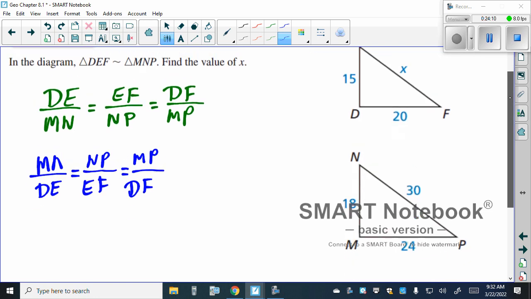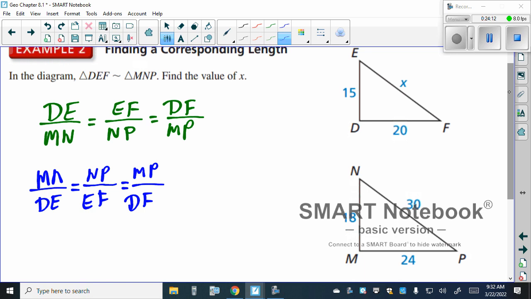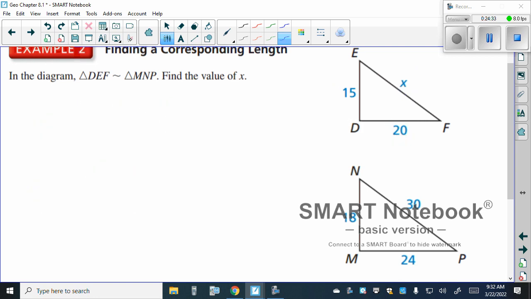And really, these here are just taking the place. DE is just taking the place of what? 15. DE is just saying that it's the length of 15 for this here, yes? DF is 20. EF is X. We want to find the value of X, yes? And we can use these proportionality statements to actually solve. And whenever we solve, really to make these easier on ourselves, we want to put what we're trying to solve for in the numerator. It's going to make it easier to work with. Okay?